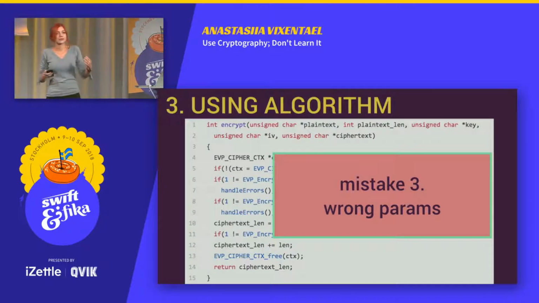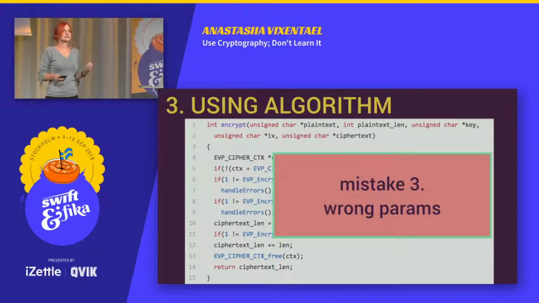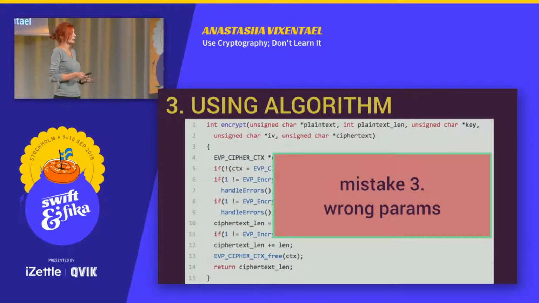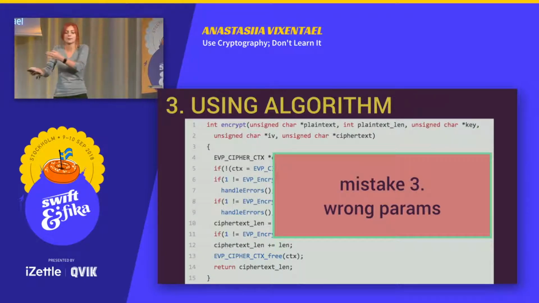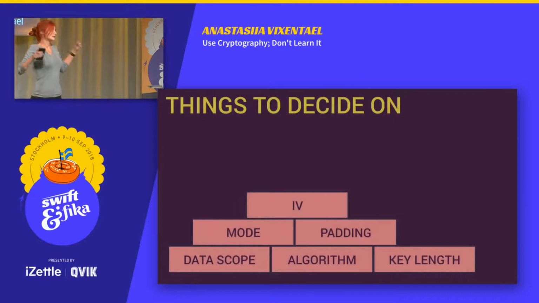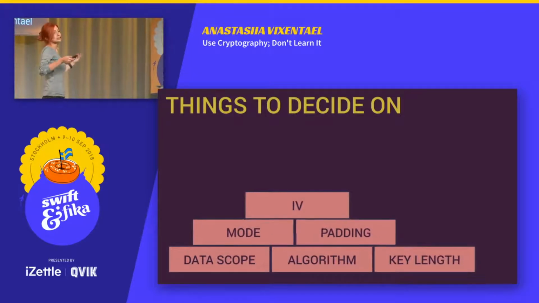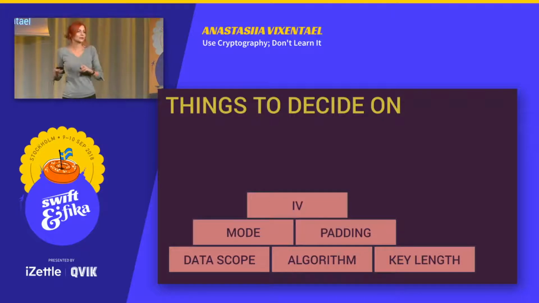And there can be other mistakes, like using the same init vector again and again, or forgetting about padding, or using the wrong padding. That may lead to a padding oracle attack. So the list of things we should decide on when we are just trying to encrypt the data is growing.